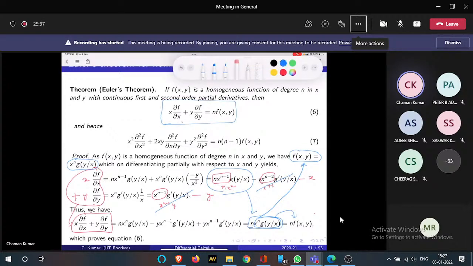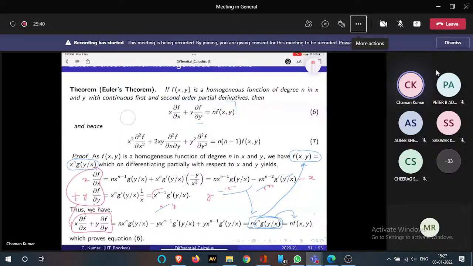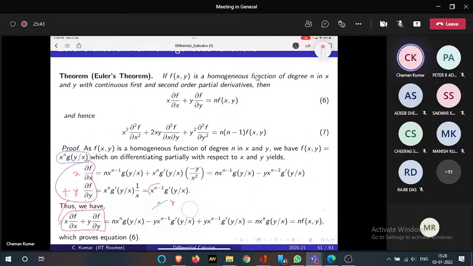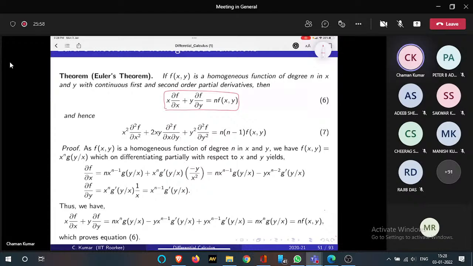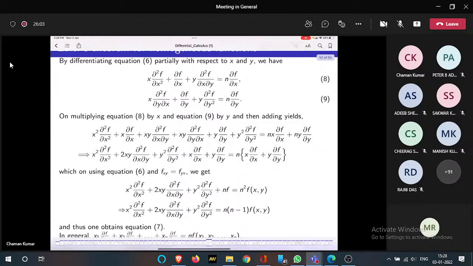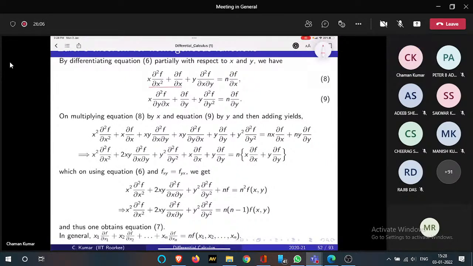So simple derivatives. You simply find the derivatives, do some multiplication and addition, and you get equation 6. And now once you have equation 6, you can differentiate this equation, both the sides, first with respect to x and then with respect to y. So when you differentiate this equation with respect to x, both the sides, you get this one. And when you differentiate equation 6 with respect to the variable y, you get this second equation.